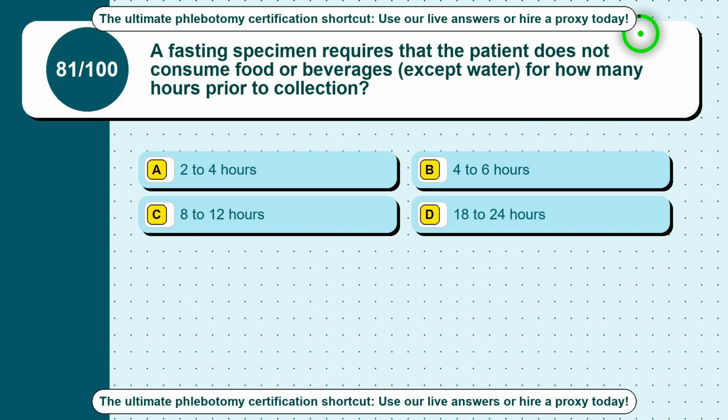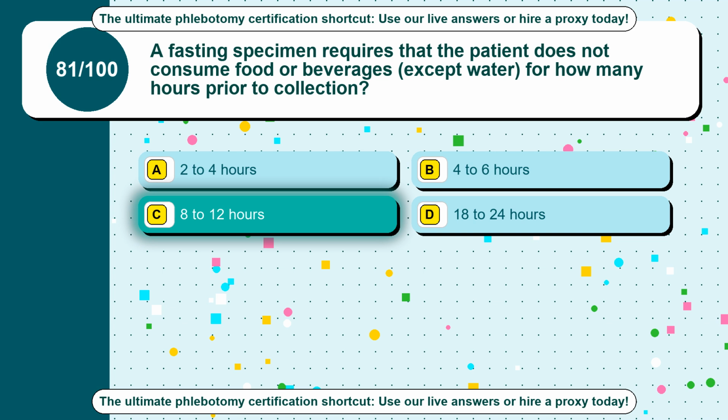Question 81. A fasting specimen requires that the patient does not consume food or beverages, except water, for how many hours prior to collection? Option A, 2 to 4 hours. Option B, 4 to 6 hours. Option C, 8 to 12 hours. Option D, 18 to 24 hours. The correct answer is option C, 8 to 12 hours.